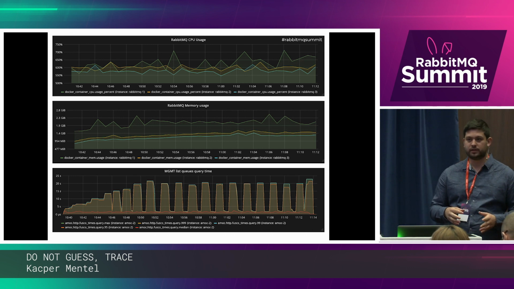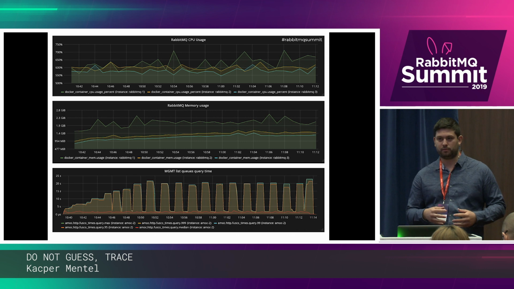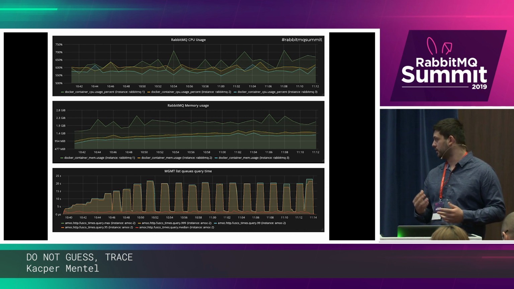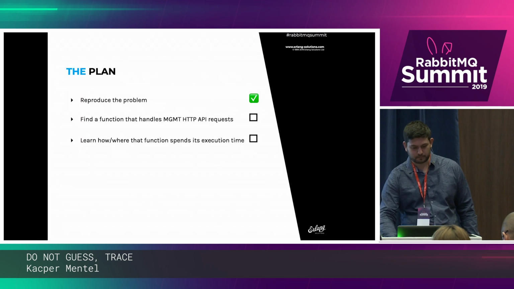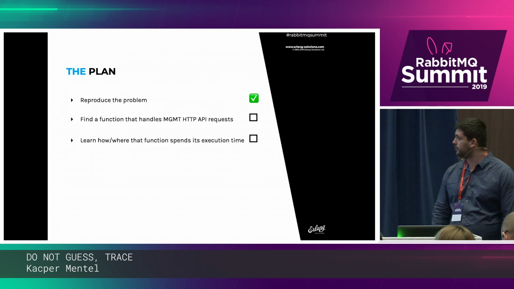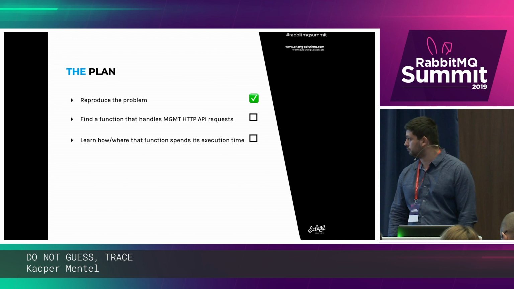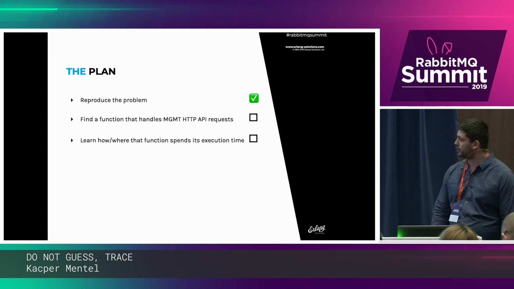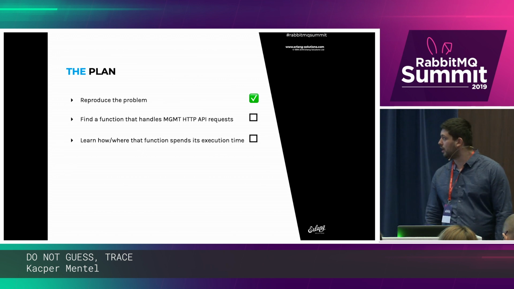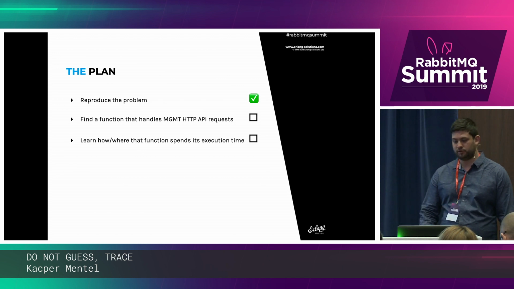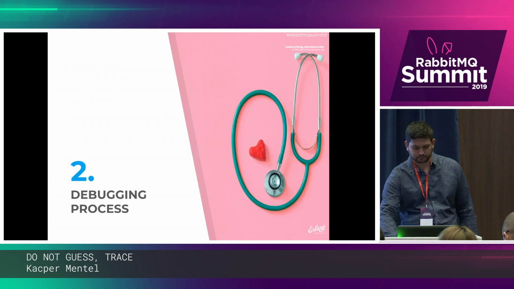And having these results, we considered our problem reproduction successful, or definitely things were slow. So the first point from our plan is checked. We reproduced the problem. Now we could try to find a function that actually handles these HTTP requests.